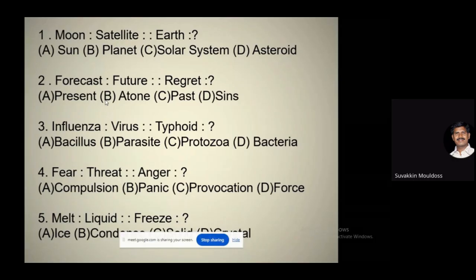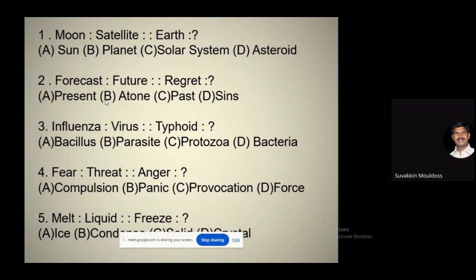Fear, threat, anger, provocation, not panic. Because of a threat there is fear. Because of provocation we are angry, we have anger toward others. Therefore, everything is connected, but in what way it is related is very, very important. We have to identify that relationship. That is comparison. That is analogy. Analogy is nothing but a relationship between these two words, and the same kind of relationship we have to find.